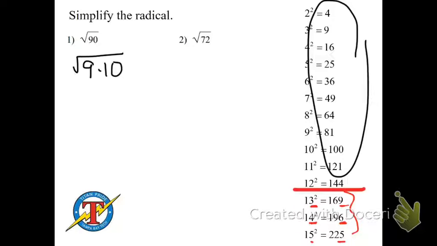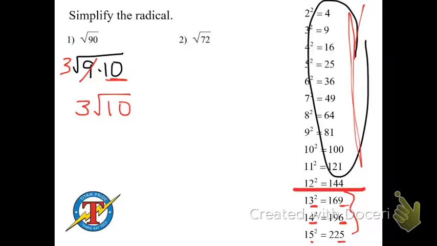Then, if you can take the square root of it, you take the square root of it and it comes out of the radical. The square root of 9 is 3, so it comes out of the radical. The 10 can't be broken down any further using any perfect squares over here, so that's done. It's just 3 root 10. That's my final answer.